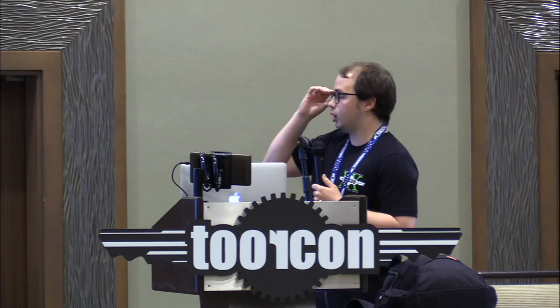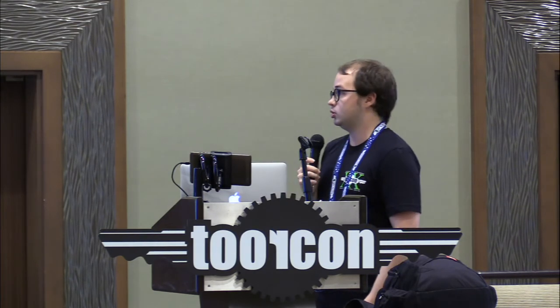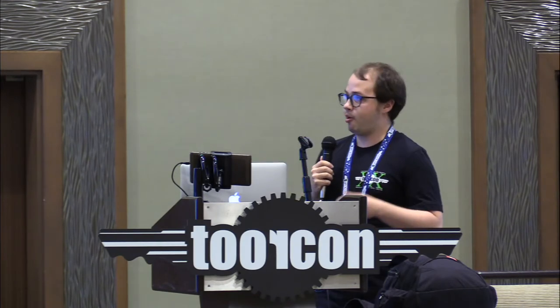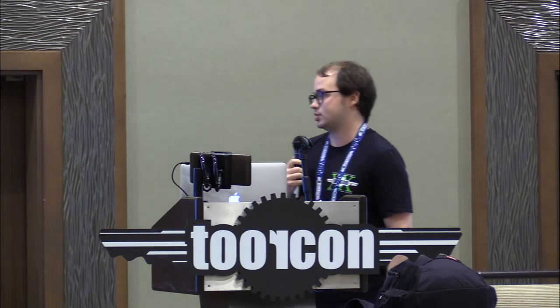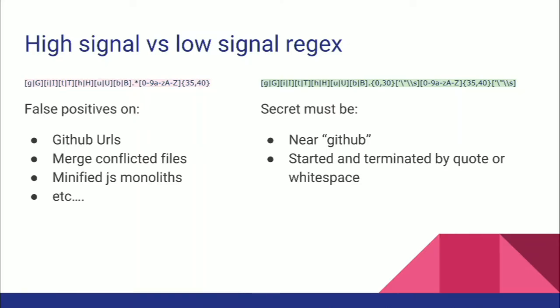So when I say high signal, this is sort of what I mean. When I first started, on the left there is what a regex for a GitHub access token used to look like. Basically, if the string GitHub followed by a 35 to 40 character hex string showed up in a single line, then I would have it flag, and that false positive like crazy.